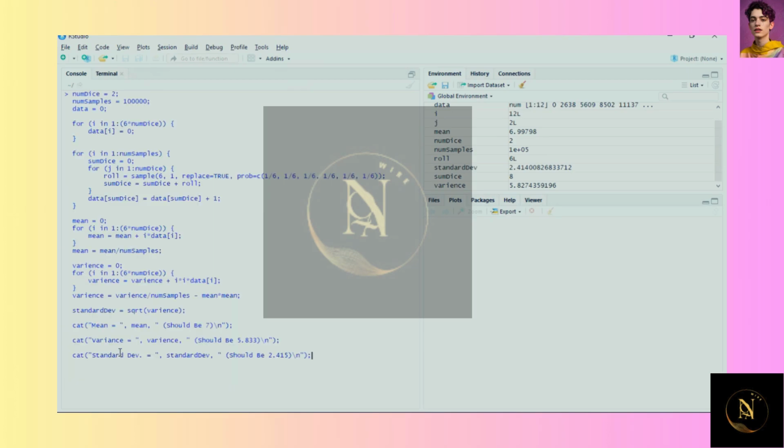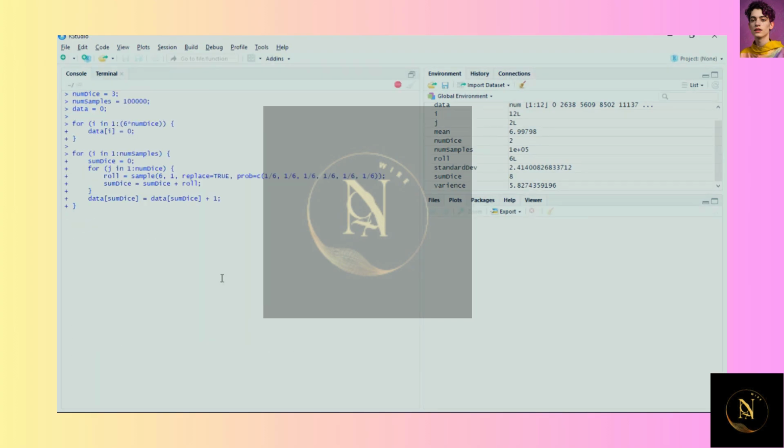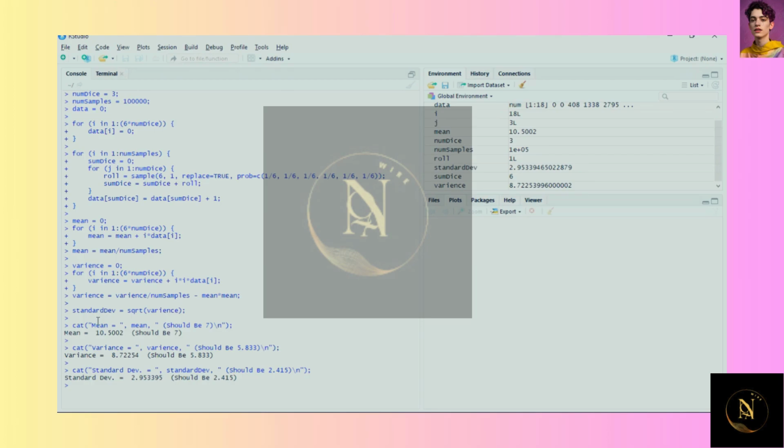And as I mentioned previously in another video, we can do this for three dice as well. We suspected that the mean for three dice was 10.5. Let's go ahead and see what we get here. After 100,000 rolls, you can see that the mean here is actually right about at 10.5. Ignore this 7, that was for two dice.